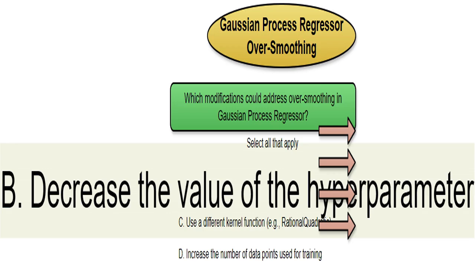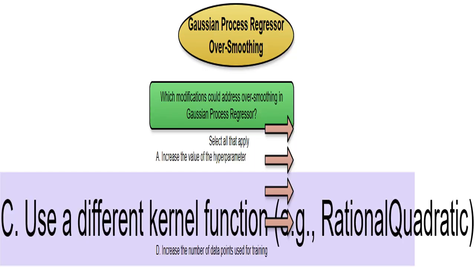I would increase the amount of data. More data points give the model a more complete picture of the underlying function, making it less prone to oversmoothing and allowing it to learn the nuances of the data better. Think of it like this: the more examples I show you, the better you'll understand the pattern.